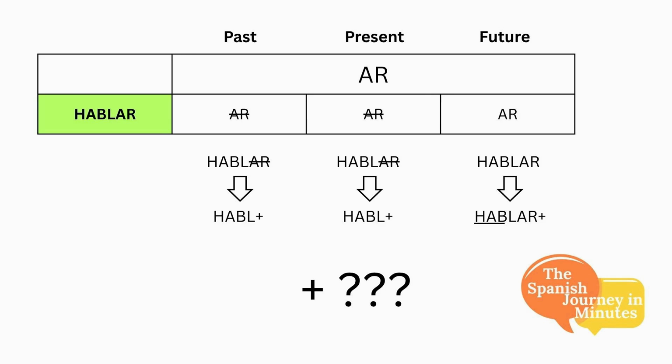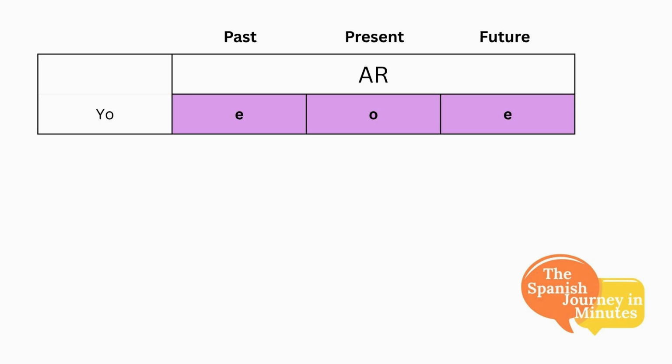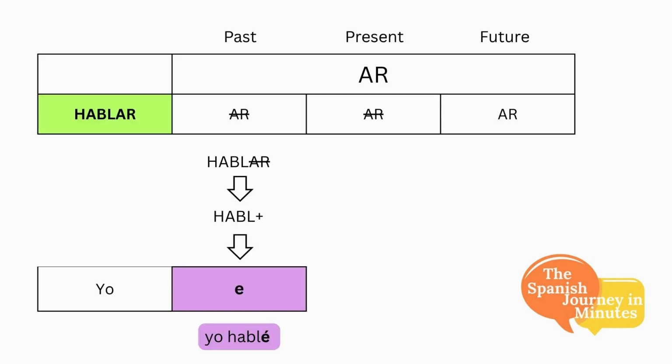What are we going to add? I want you to learn this pattern. E-O-E. What does that mean? It means that if we are conjugating in past tense, we are going to use the letter E to complete the word. So we started with hablar, we drop the AR, and now we add the letter E. That way we have yo hablé.